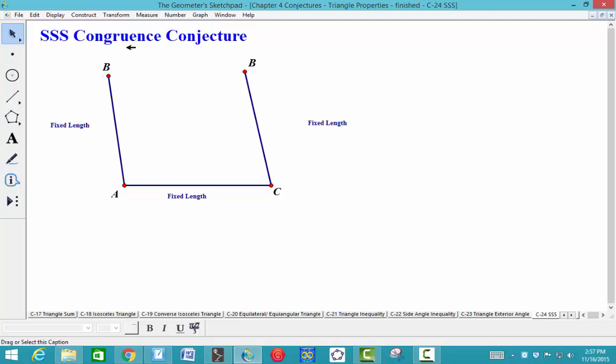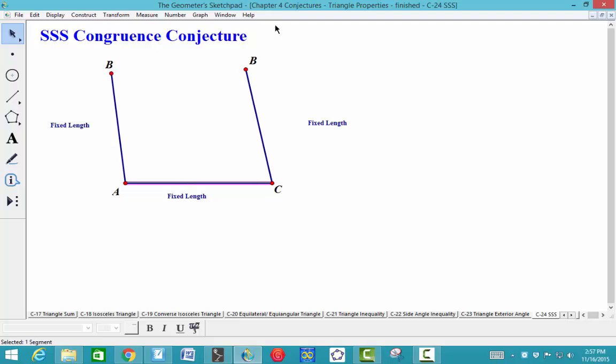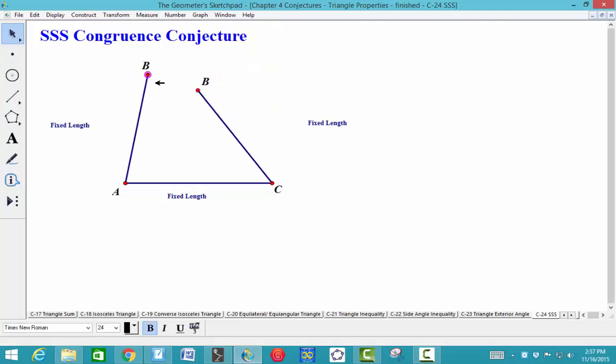Conjecture number 24, side, side, side. If I give you a fixed side and a fixed side and a fixed side, how many triangles can you make? I just want you to show me that you can only make one possible triangle. So pull these together and show that there's only one triangle to be made there.